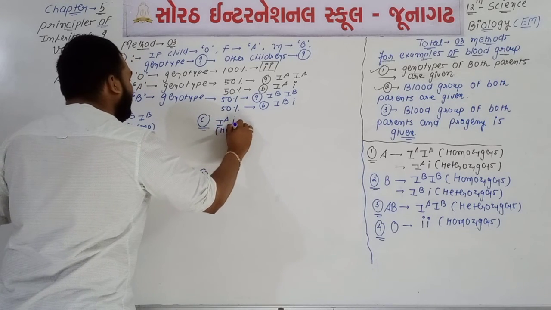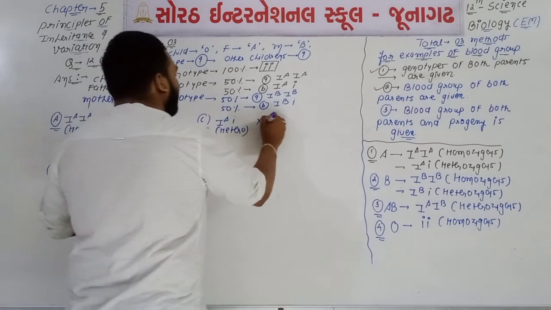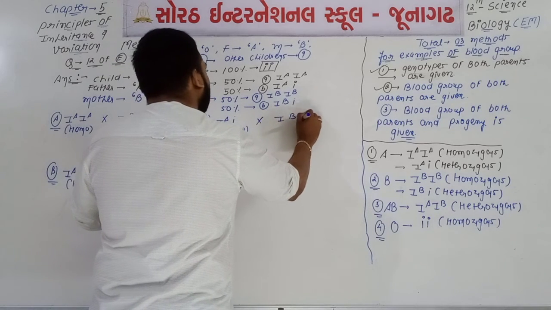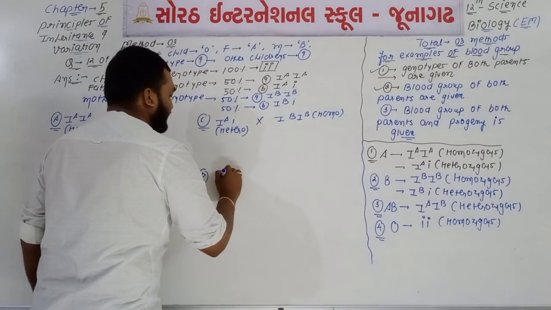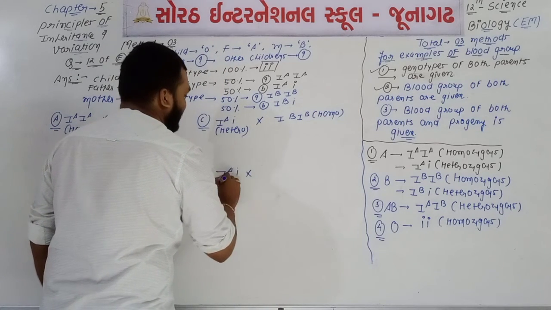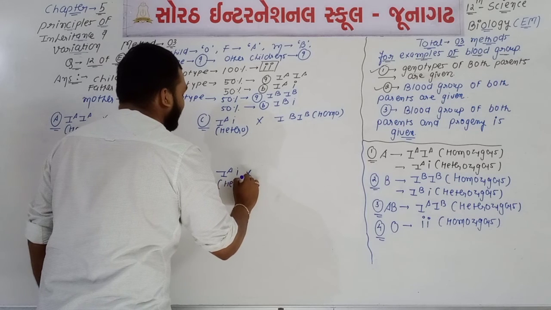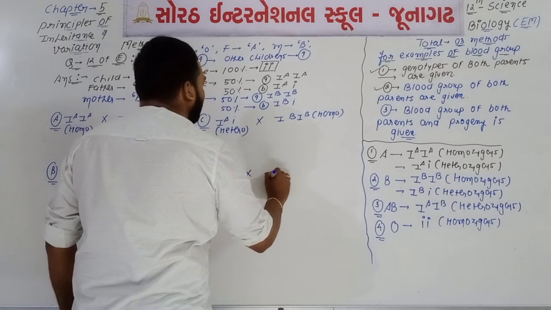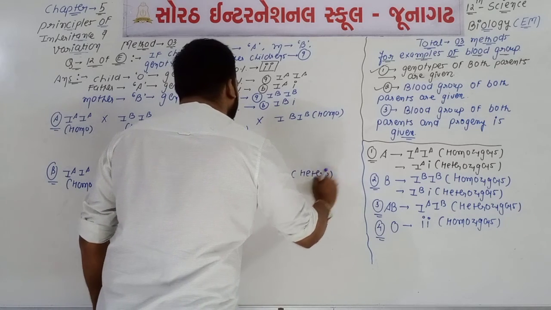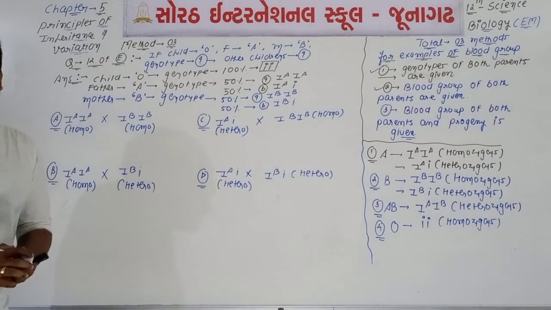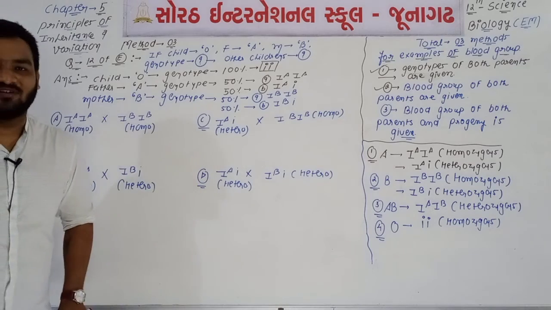IA and small i is the heterozygous condition, crossed with IB IB, which is homozygous. Option D: IA small i, heterozygous, crossed with IB and small i, also heterozygous. So 4 options are there. You must write all 4 options.